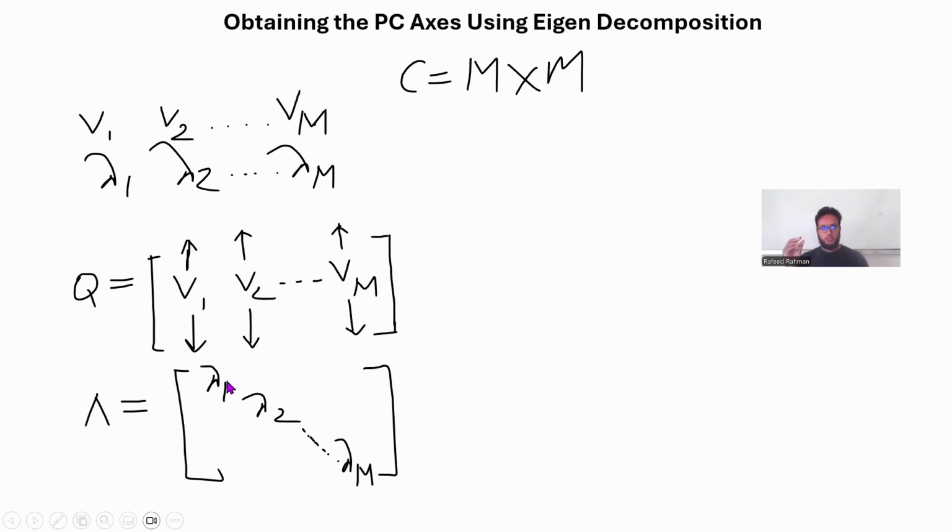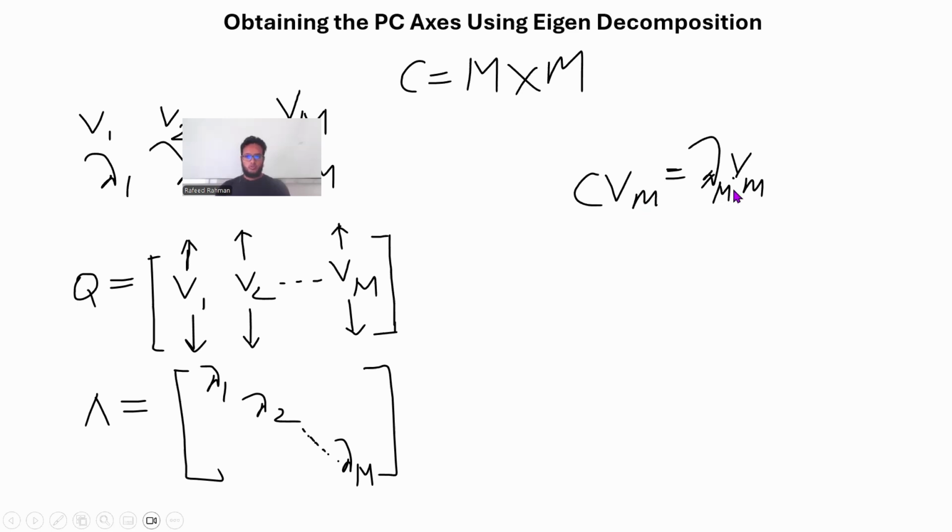Now these values are arranged in a specific way. Lambda 1 is bigger than lambda 2, which is bigger than lambda 3, and so on. That means V1 has the highest variance projection, V2 has the second highest, and so on. So this equation we already saw, CV equal to lambda V. Now obviously there are m eigenvectors right here, so I have written m here.